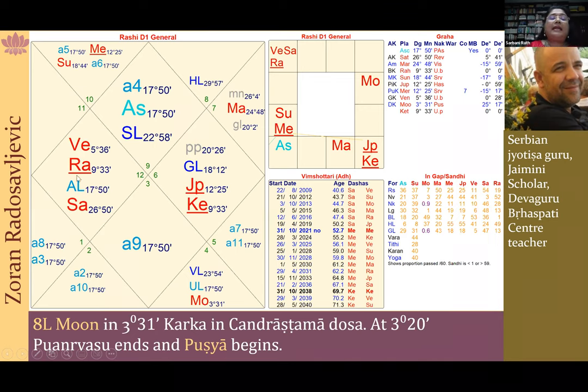And you can see that Saturn is in the fourth house with Rahu. It is impacting the Arura. It is impacting the Shukra. And as I've told you already, there is a Chandrashtama Dosha, because the moon is the eighth lord in the eighth house.